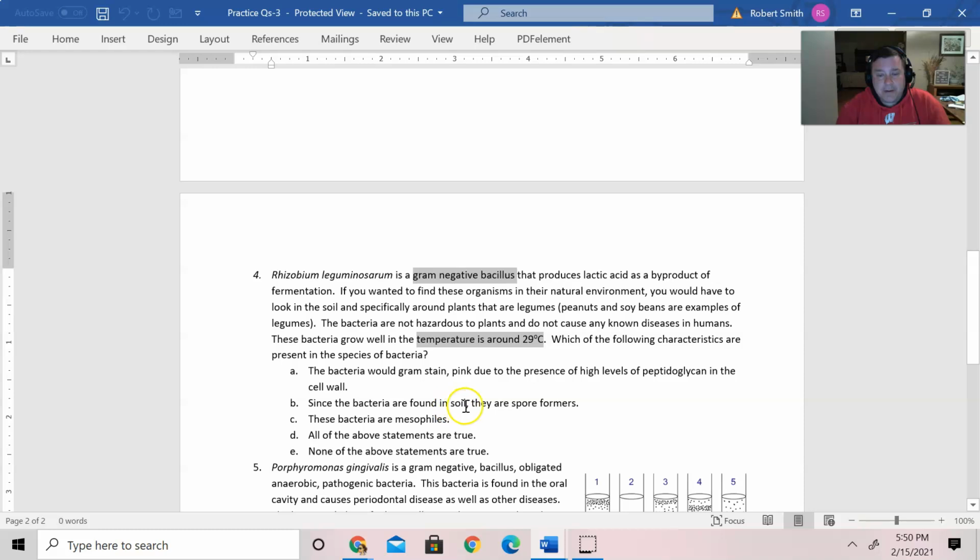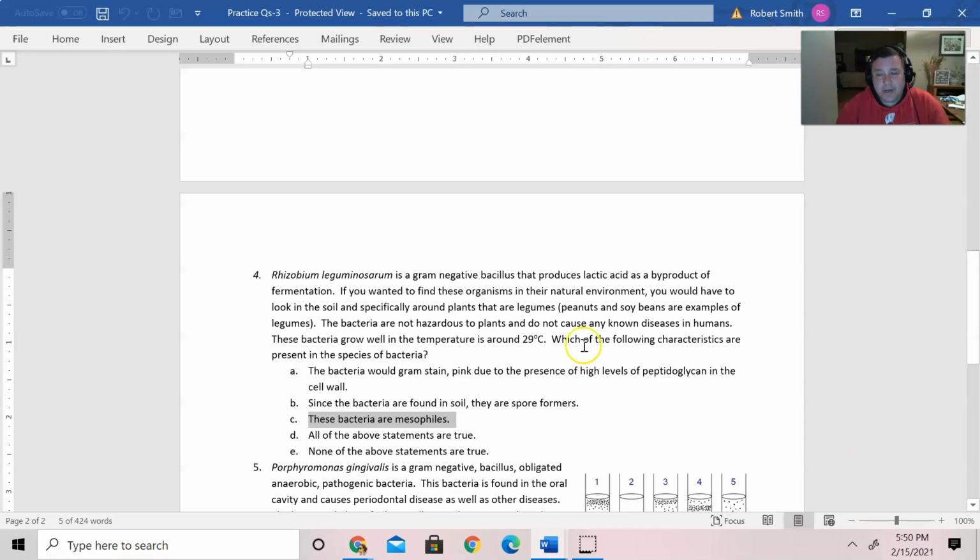Since the bacteria are found in the soil, they are spore formers. You don't have to be found in the soil to be a spore former, but many bacteria that are in the soil are spore formers. There is nothing there at all about that. These bacteria are mesophiles. All of the above are true, none of the above are true. Actually, the statement in here that happens to be true is this concept of a mesophile. Remember, mesophiles grow very well at those temperatures that are similar to, if you will, human body temperature.